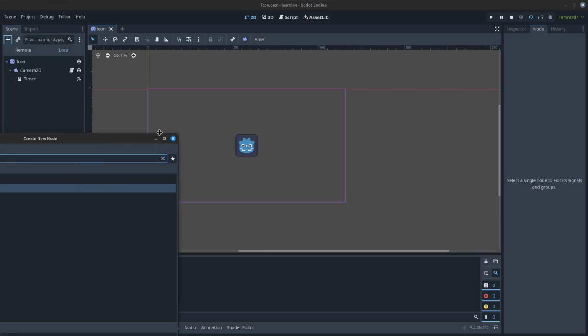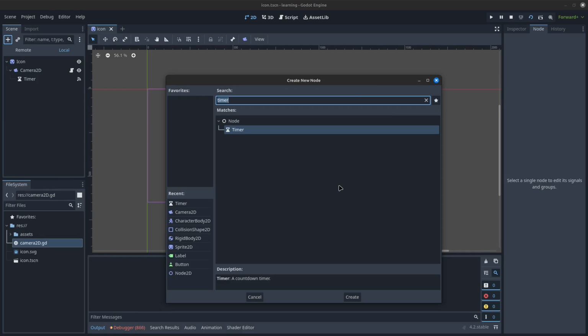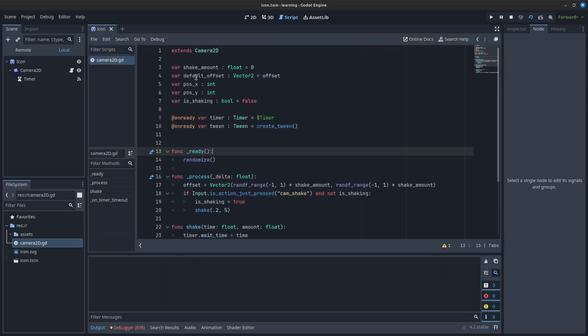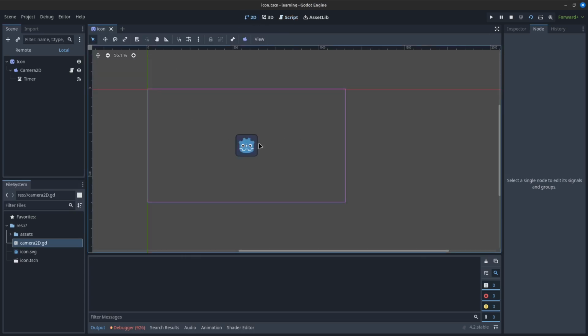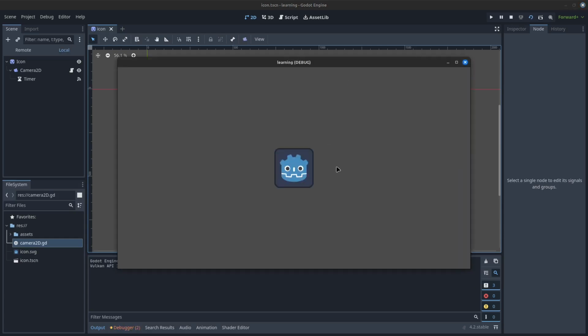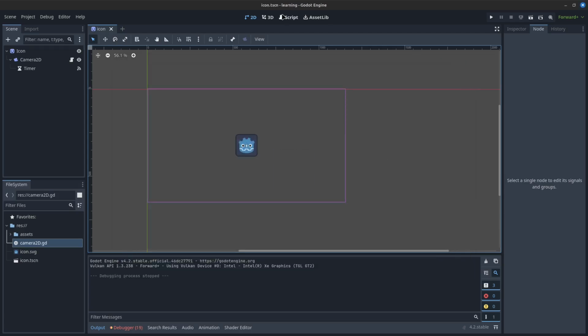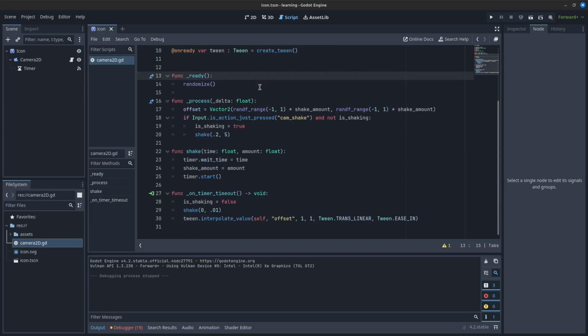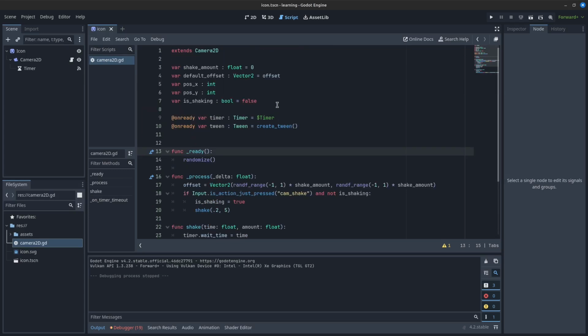Scripts attach to a node and extend its behavior. This means that scripts inherit all functions and properties of the node that they attach to. We will talk about inheritance in a future programming video, so don't worry about what that means for now. I've gone ahead and added the icon with a camera attached to it. Before, how would you make the camera shake? It's not a native feature built into Godot, so we would have to make it ourselves. I already have a script here, but don't worry about how to write it just yet. We will get there in due time.